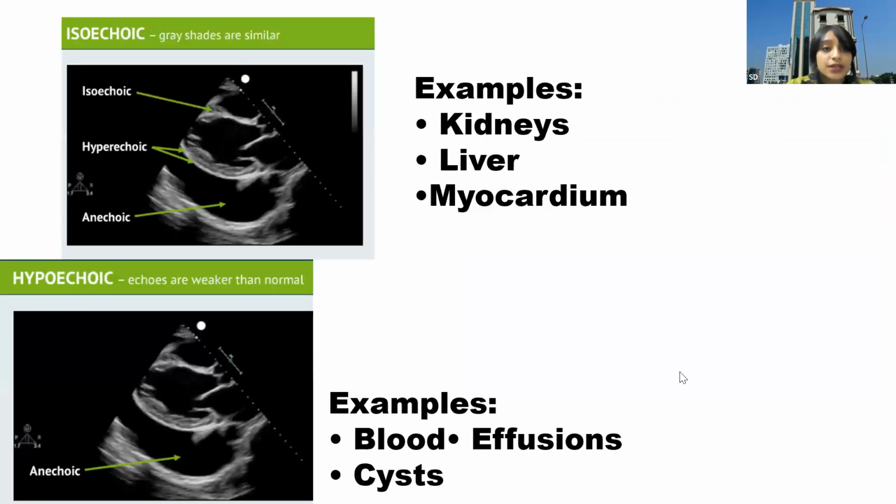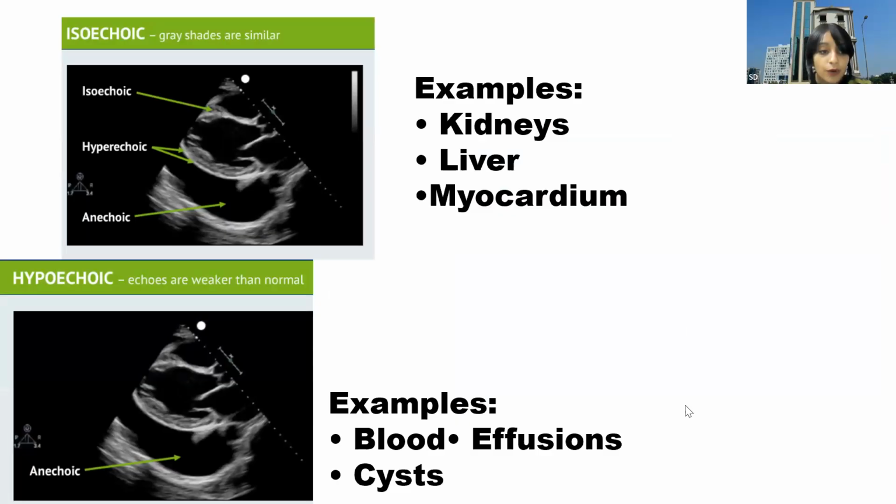Then is isoelectric. Isoelectric is basically what we see when the gray shades are similar. That means it'll be of a similar kind of gray which is produced. The examples are kidneys, liver, and myocardium.